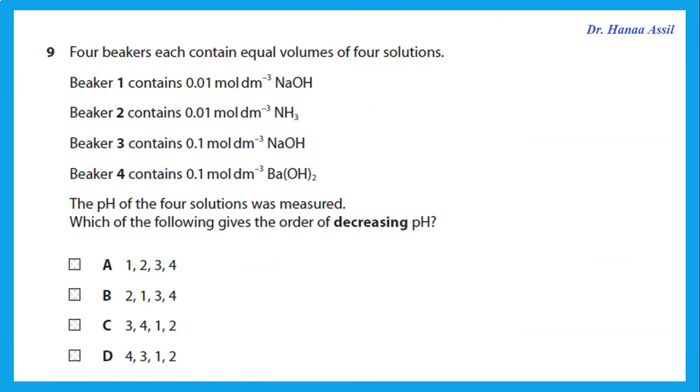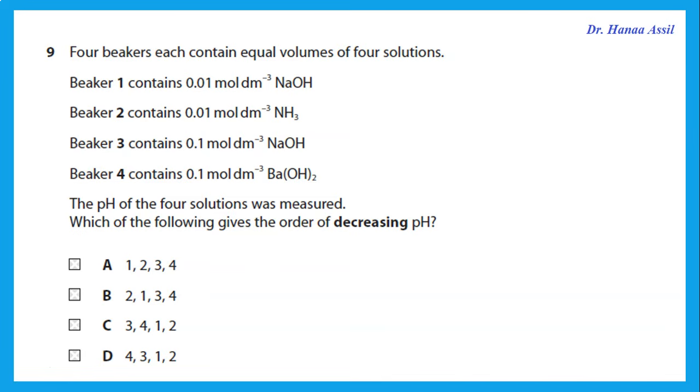Question 9. 4 beakers each contain equal volumes of 4 solutions. The pH of the 4 solutions was measured. Which of the following gives the order of decreasing pH? Decreasing pH means I start with the one that has higher pH and go down. So, which one will have higher pH?